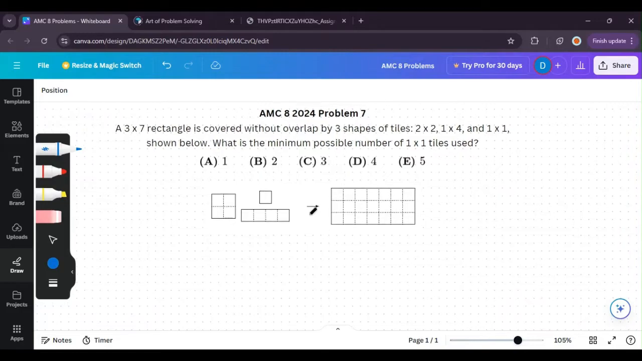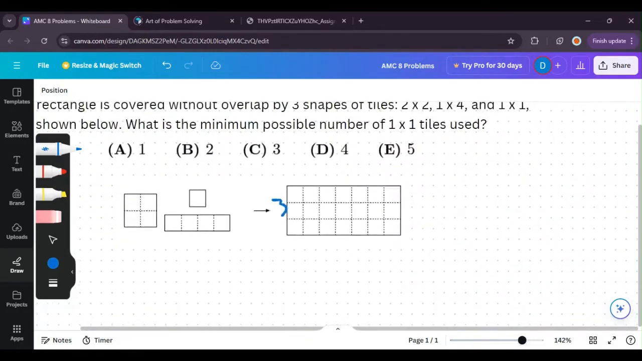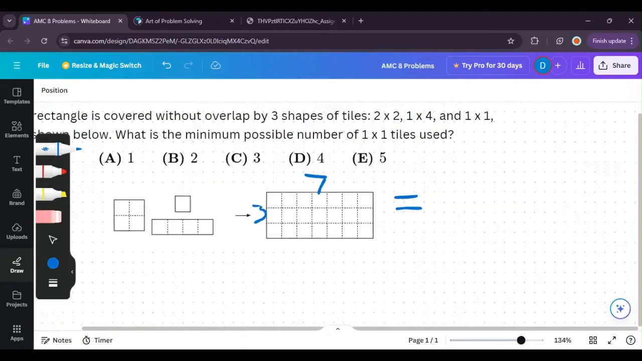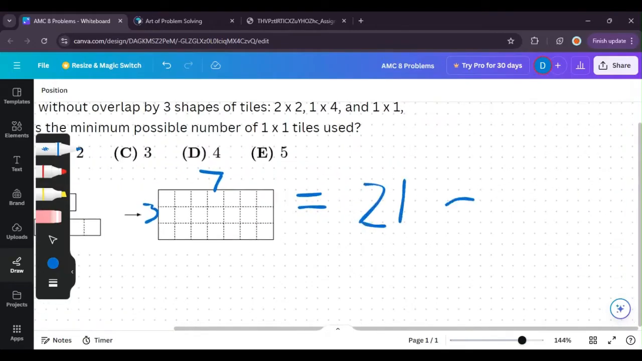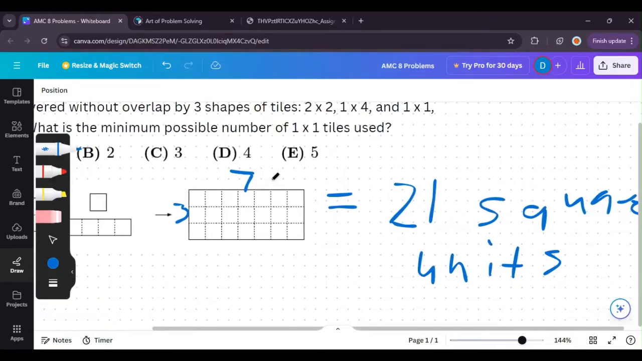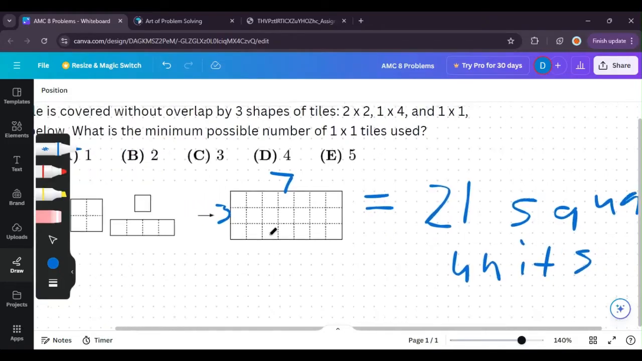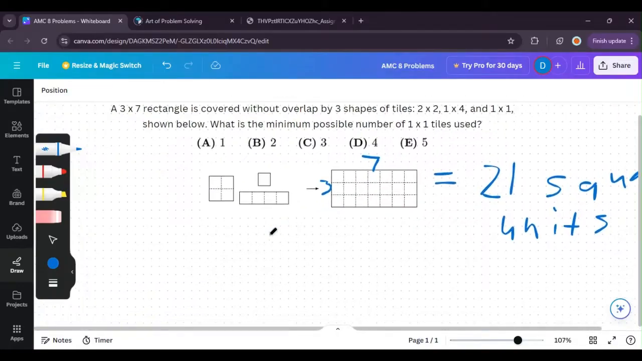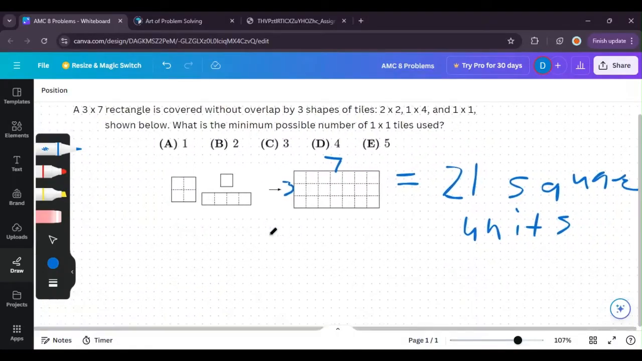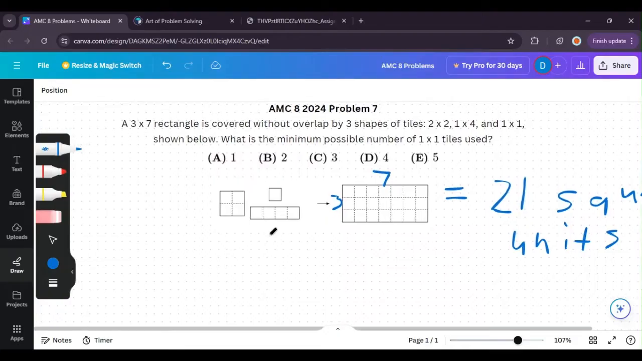As you see here, we have a 3 by 7 rectangle, and I want you to find the total square units that it covers. The total square units that it covers is 21 square units. The reason is that 3 by 7 is 21, and there are 21 unit squares. So it covers a total of 21 square units, and we have 3 shapes of tiles.